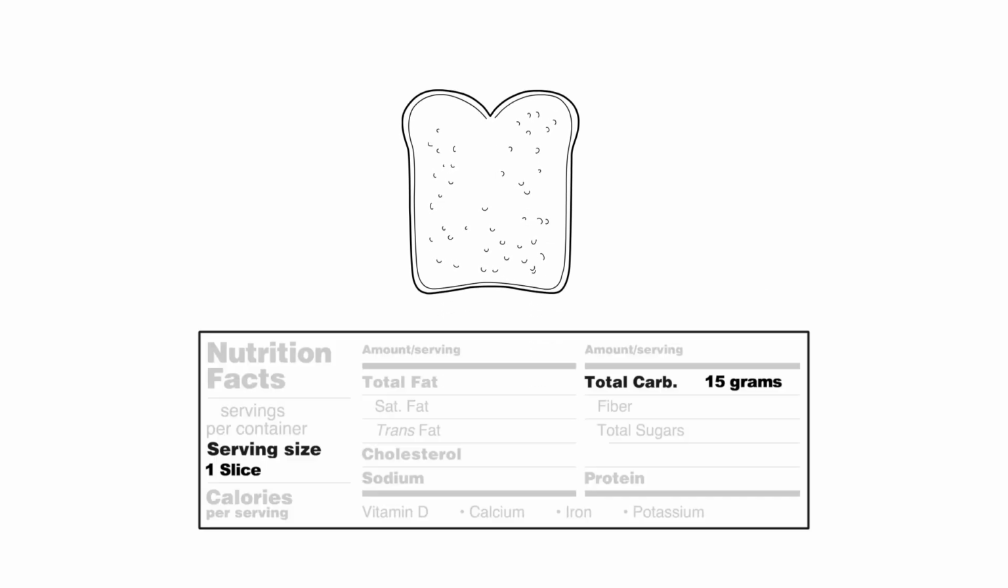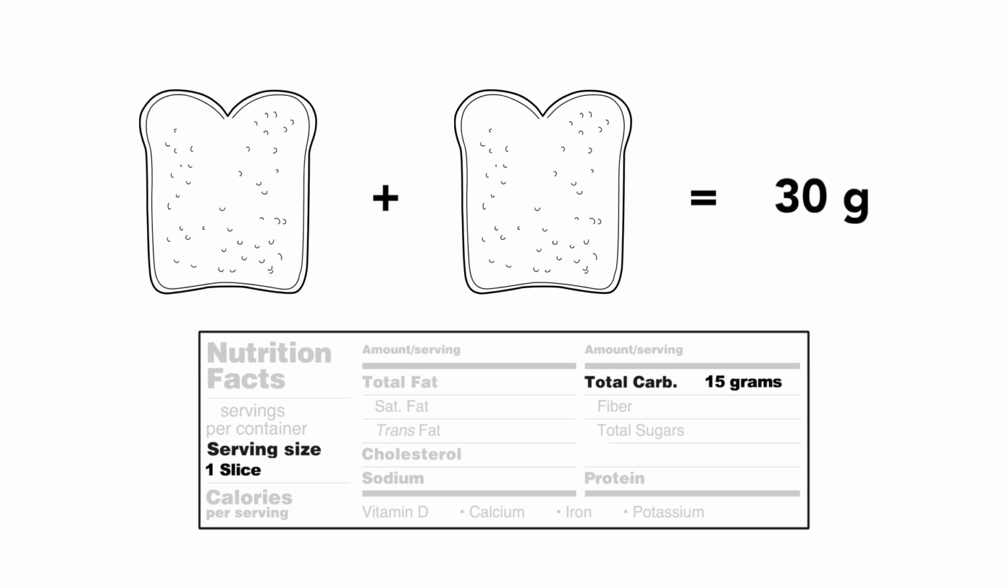For example, each slice of bread is 1 serving, so each slice has 15 grams of carbohydrates. If your child eats 2 slices, that will be 30 grams of carbohydrates. 15 grams plus 15 grams equals 30 grams.